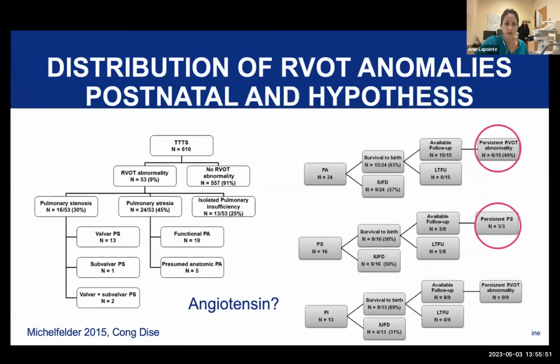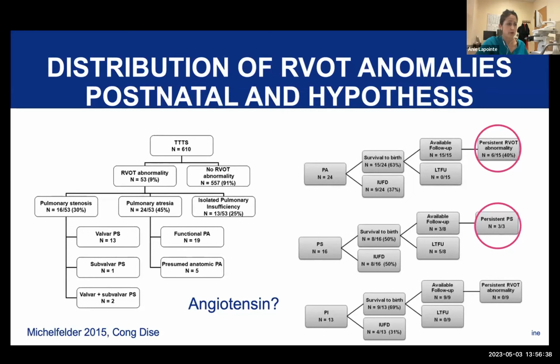And that brings me to talk with you about the distribution of right ventricular outflow tract anomalies after birth. In 2015, Michel Felder described what we can expect when we have a recipient with right ventricular outflow tract abnormalities in utero. He found that when we have pulmonary insufficiency, it tends to normalize. When we have pulmonary stenosis, it tends to stay after birth. And when we have pulmonary atresia, some of them will resolve and some will stay with their pulmonary atresia.